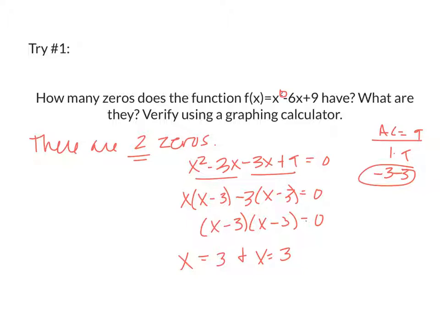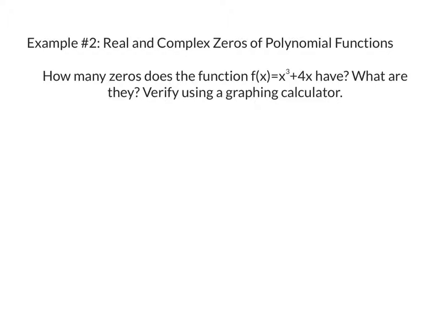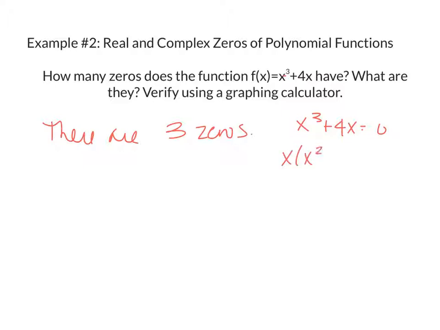Okay, let's keep going. In example 2, it says how many zeros does the function f of x equals x cubed plus 4x have? What are they? And to verify using a graphing calculator. So again, on this one, we focus on the highest power, which is 3. So there are 3 zeros. Okay, what are they? Well, we can factor to figure them out. So if we have x cubed plus 4x and we set it equal to 0, the greatest common factor is x, and we're left with x squared plus 4.